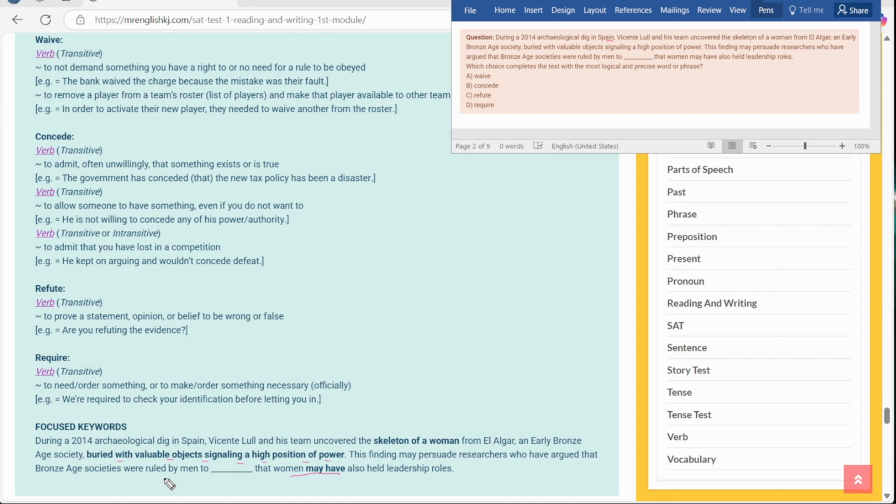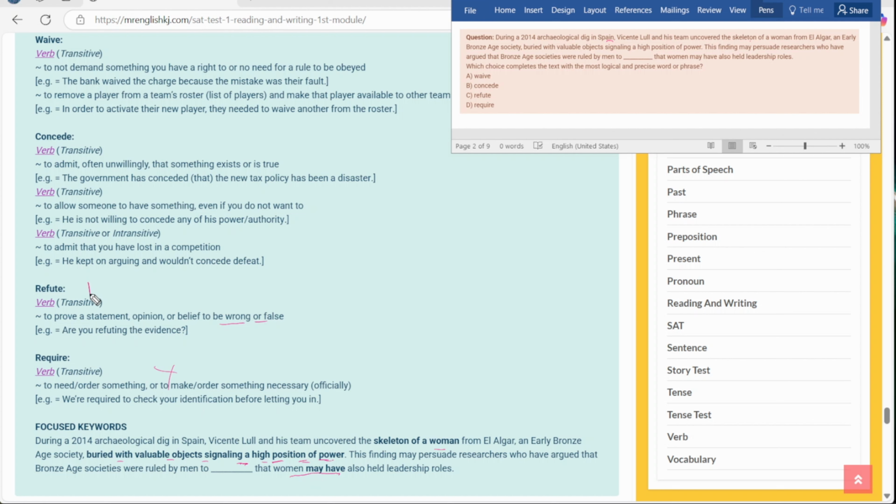Require. Ruled by men to require that women may also, no, it doesn't work for it. Refute. To prove a statement, opinion, belief to be wrong or false. Were ruled by men to refute that women may have also held leadership. Obviously, it is not possible in this case because we are not saying something is wrong and false, because we already found a skeleton of a woman signaling high power and position. Doesn't make sense if we use refute.